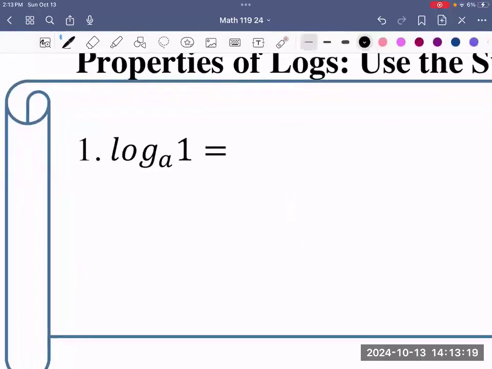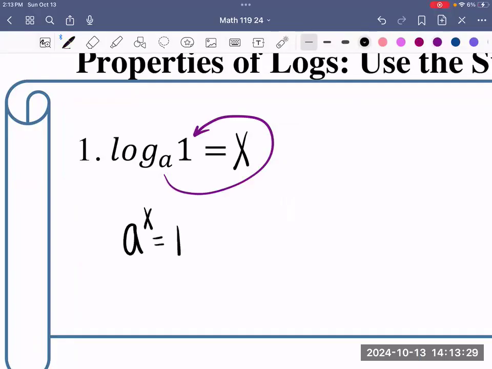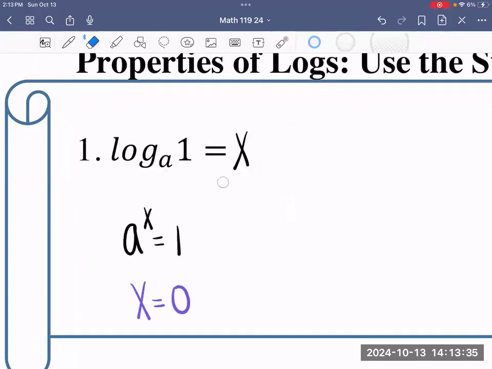So we have log base a of 1, I'll say equals x. So we want to figure that out. If we were to swoop, we would write a to the x is equal to 1. Therefore, x has to be equal to 0. So it just means log base a of 1 is equal to 0.